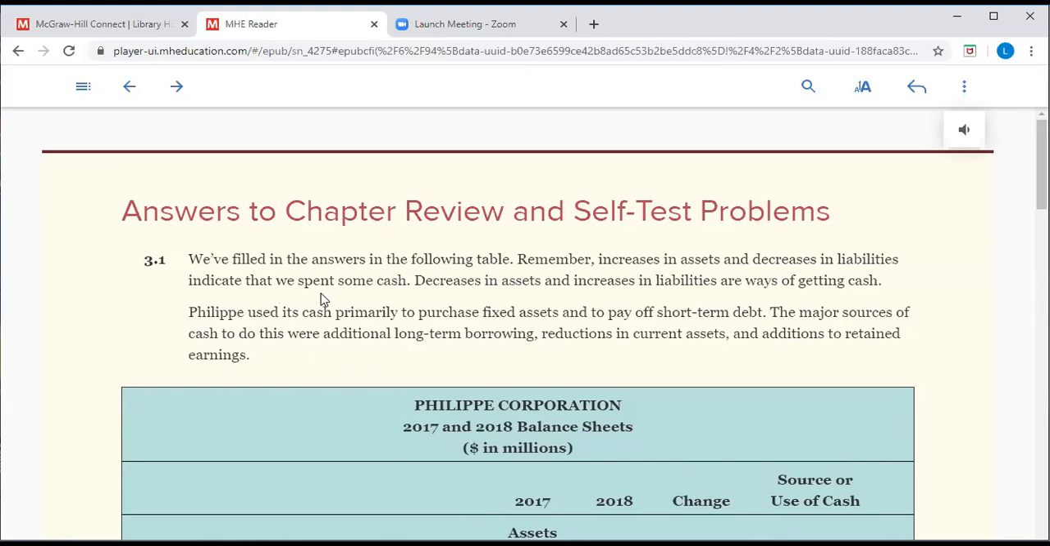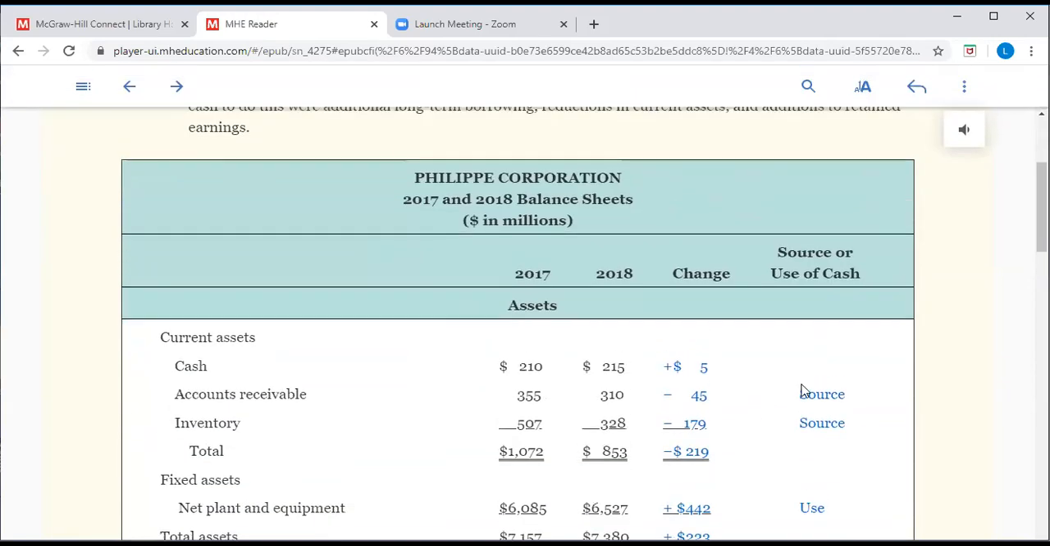so there's an increase in cash. That's a source of cash. And if liabilities go up, we borrowed more money, or we owe more money, so that means we didn't spend the cash, or a source of cash. Phillips used its cash primarily to purchase fixed assets and to pay off short-term debt. So let's take a look. Source or use of cash.